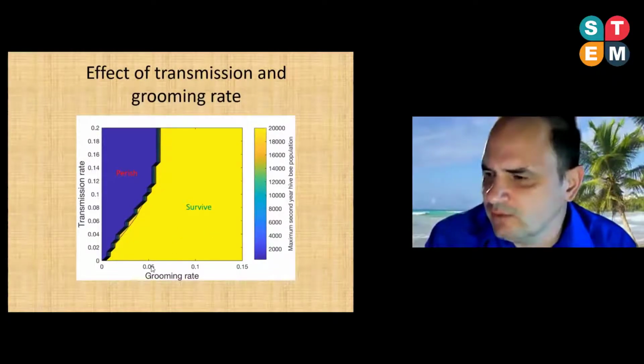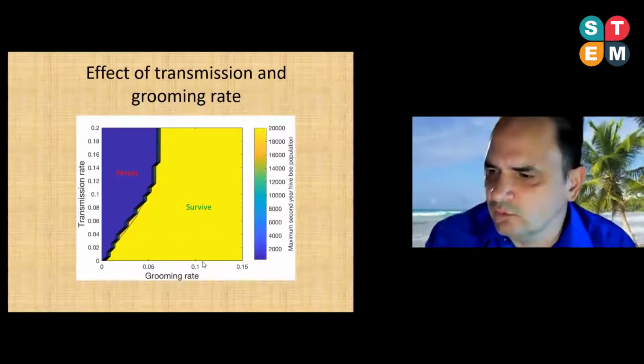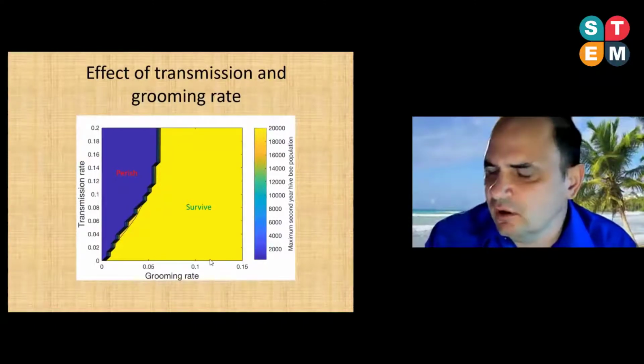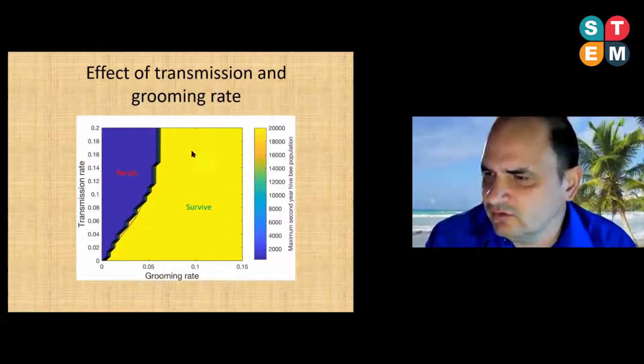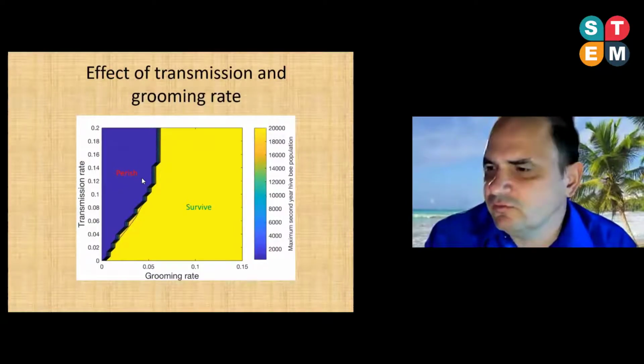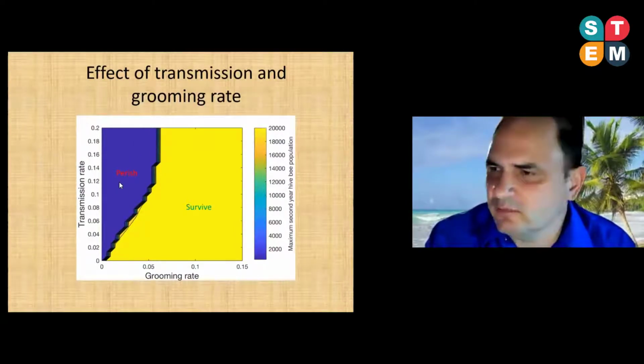So if bees are allowed to groom and remove these mites, that makes the colony much more resilient, as you can see here. But when the transmission rate increases, it tends to decrease the survivability of that particular honeybee colony.